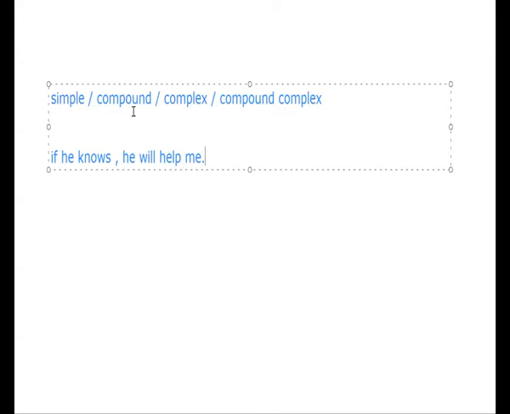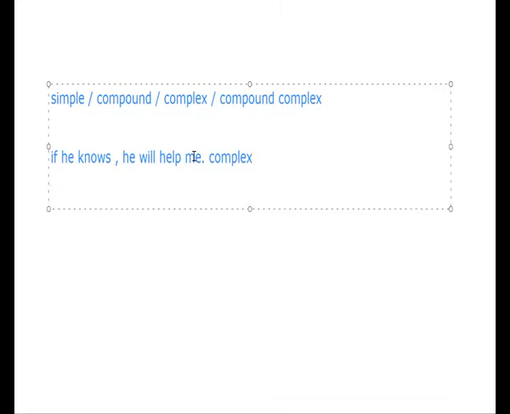So I will see the link. Depending on the link, I can make out whether it is compound or complex. If I have one secondary idea, you have to remember this. If he knows, this is the secondary idea. So this is the primary idea. This is obviously complex. That's it. That is your target. If you have identified that this is complex, you're on the right track.